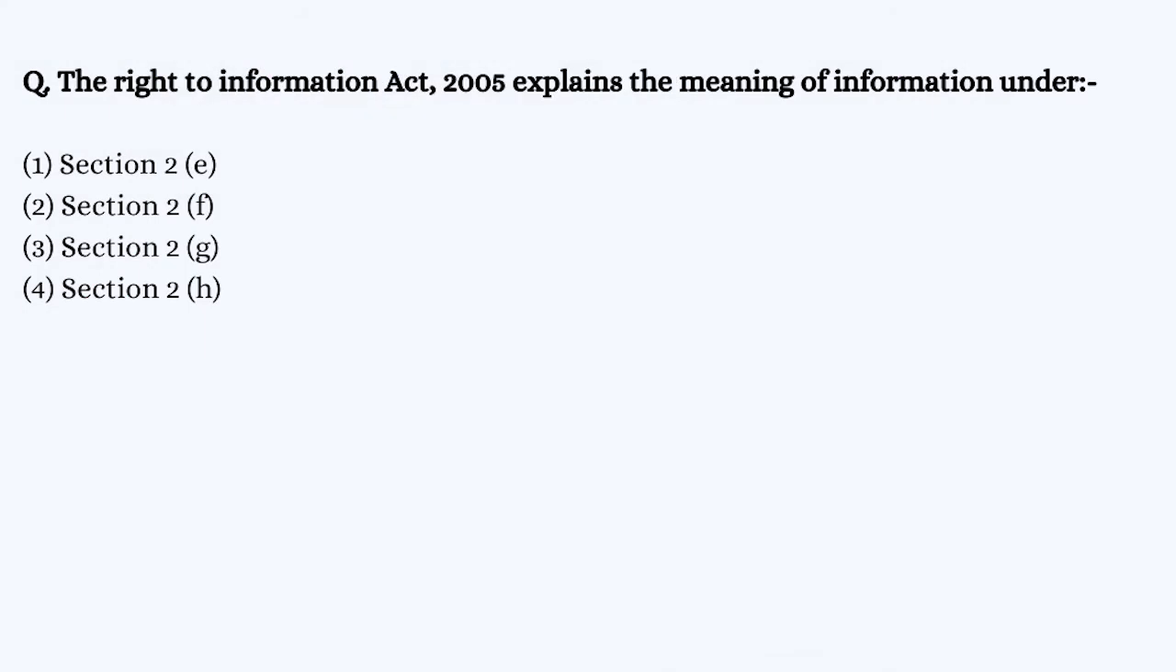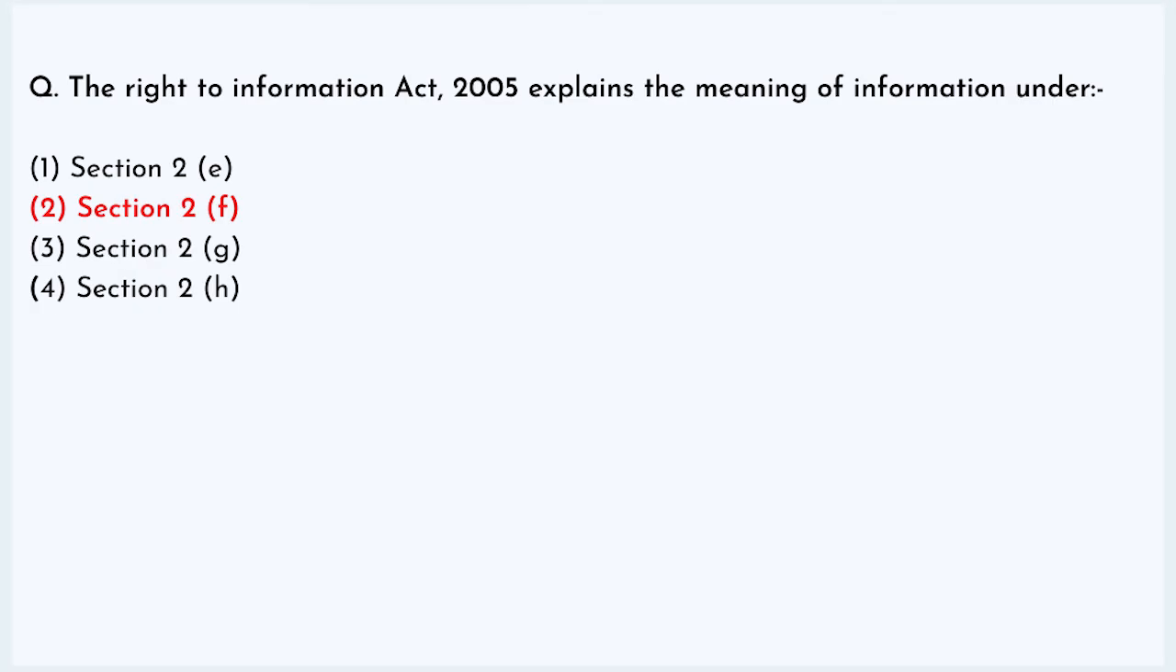Now the last one: the RTI Act 2005 explains the meaning of information under which section, right? You have to find the correct section wherein the meaning of information is given. The correct option is option number 2, which is section 2 clause (f), that defines the term information under the RTI Act. You can also go through the Act's language, to see what materials are included within the scope of information.